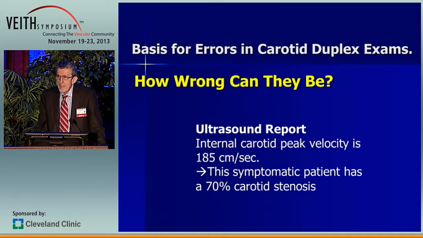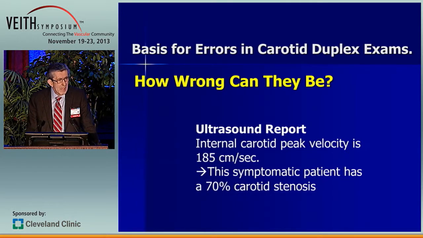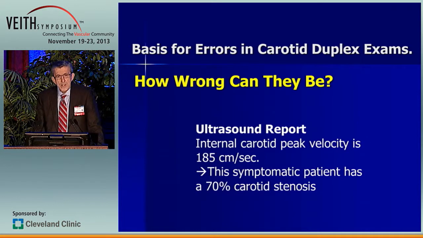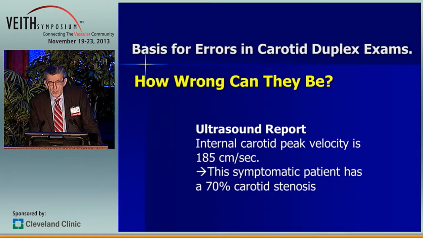This is a report that many of us would see crossing our desk from our own lab or from an outside lab. It says internal carotid peak velocity is 185 centimeters per second. This symptomatic patient has a greater than 70% stenosis. Common report, commonly wrong.